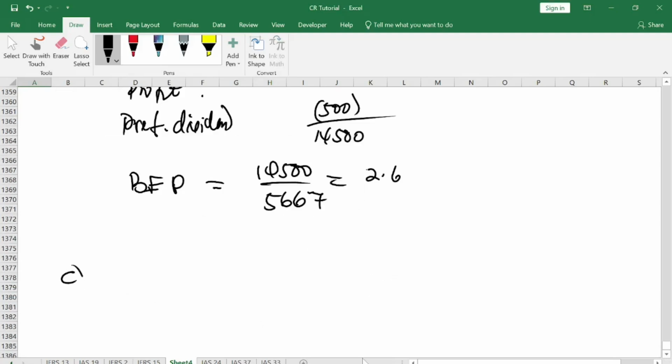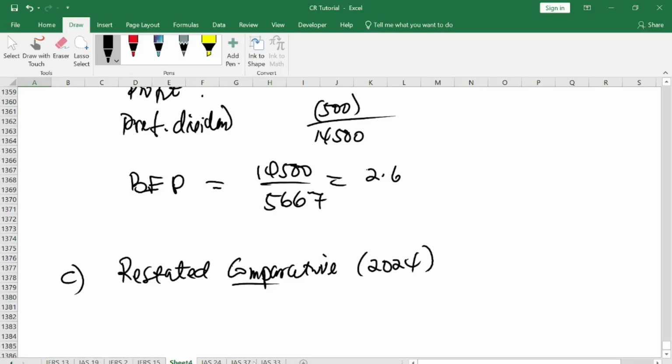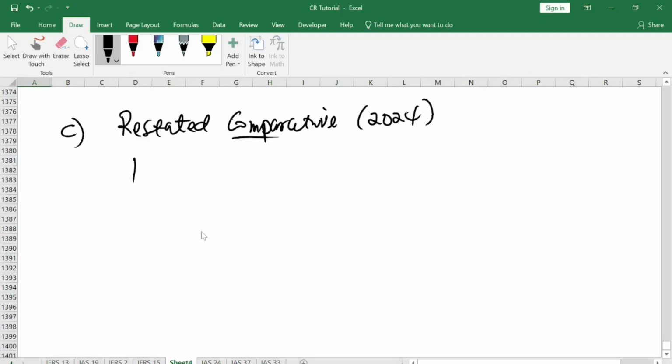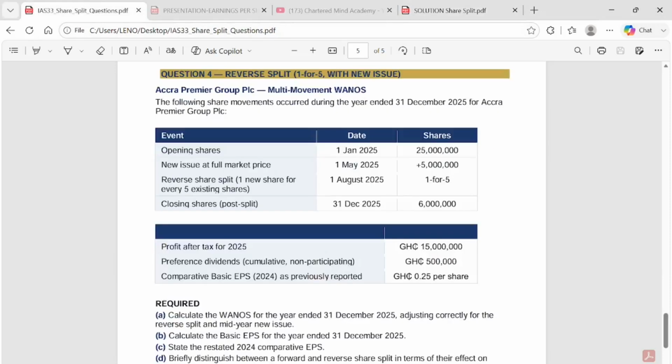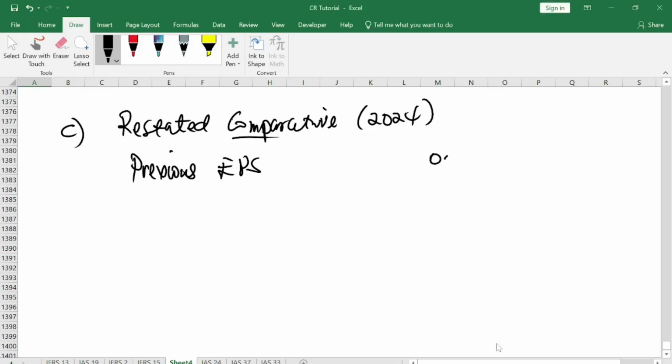Alright. Let's see what you should do with the restatement. We restate the comparative for which year? 2024. So how do you do that? You have your previous earning per share, which is in the question: 0.25. The restatement factor was what? 1 for 5.